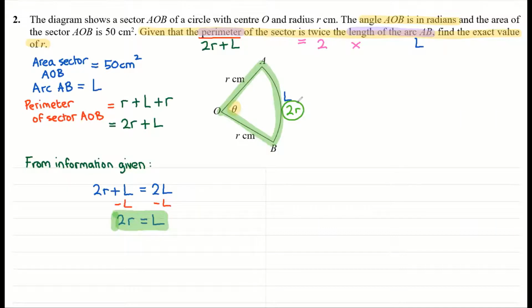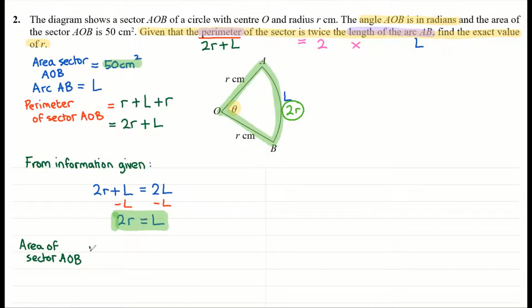Now, what can I do with that? It's the exact value of R that we need, and we know the area. We haven't used this information here yet. So let's write down the formula for the area of a sector. So the area of the sector AOB.